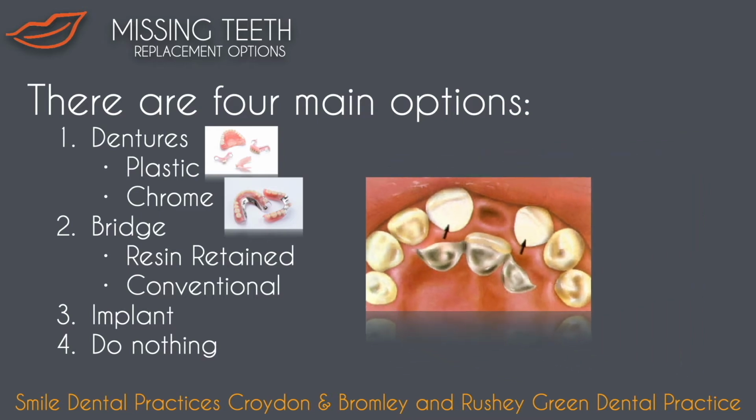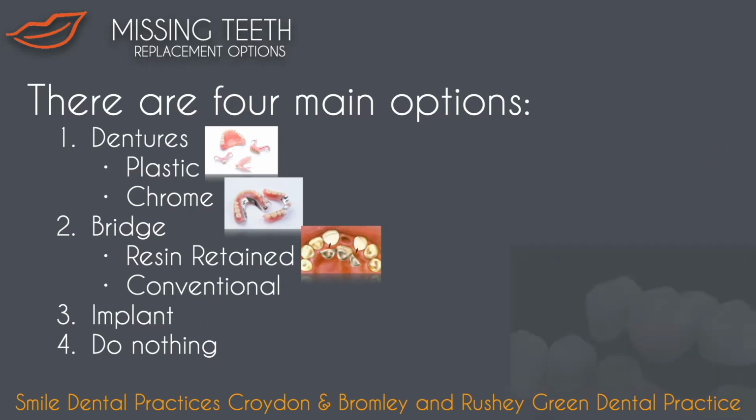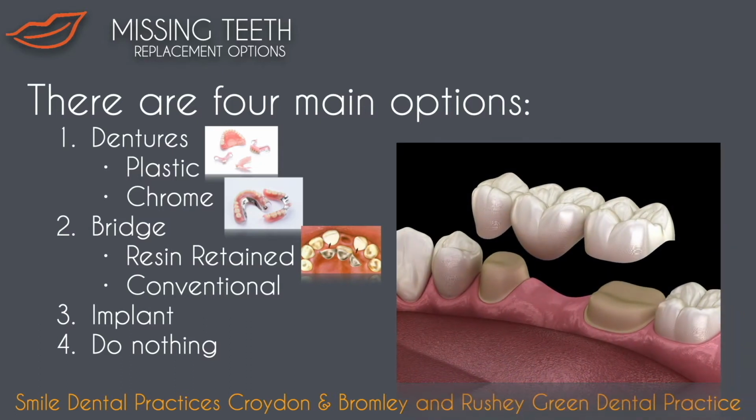The second option is a conventional bridge. A conventional bridge means that we need to cut down the adjacent teeth to the gap. The teeth that have been cut down have crowns placed on them, and the third crown will be attached to these crowns, covering the gap. The biggest advantage with this restoration is that it only takes a couple of weeks from start to finish. The biggest disadvantage is that we're cutting the adjacent healthy teeth down.